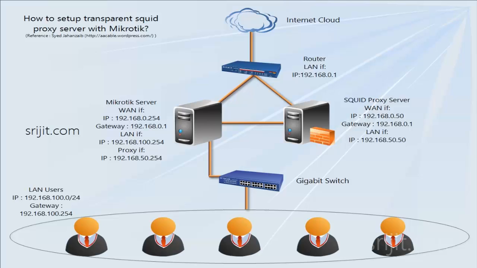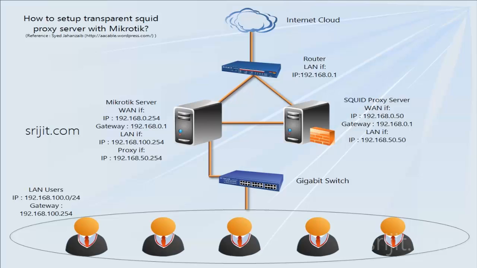So what happens here is that the users who have the IP range of around 192.168.100.0, when they request any web page, it passes through the transparent proxy Squid server. Before that, their HTTP packets, that is port 80 traffic, are marked in the MikroTik router, and that traffic is forwarded to the Squid proxy server.